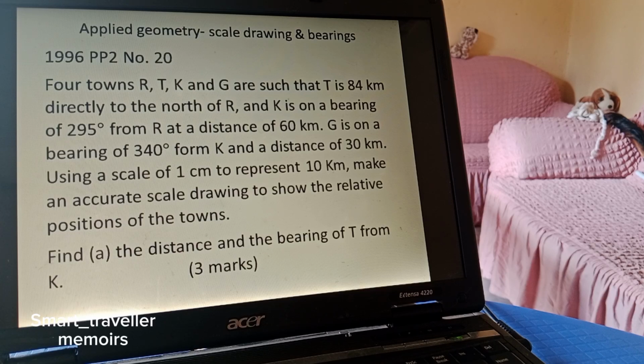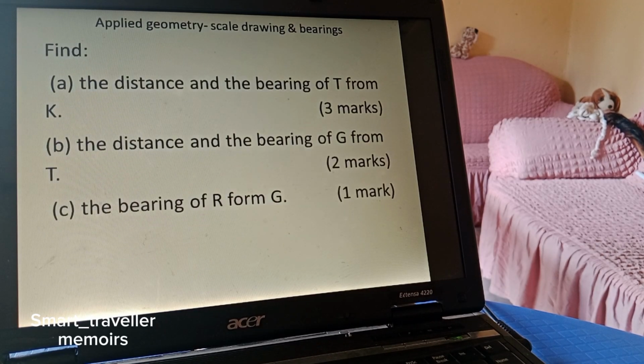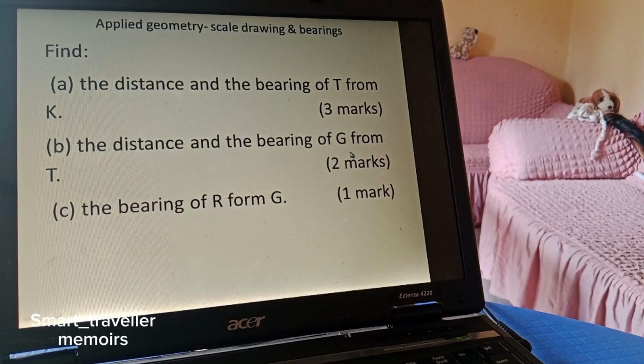Find A, the distance and the bearing of T from K. B, the distance and the bearing of G from T. C, the bearing of R from G.